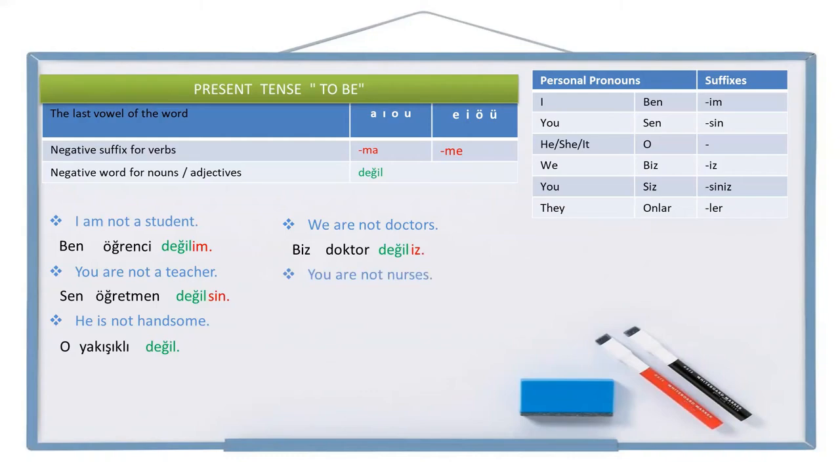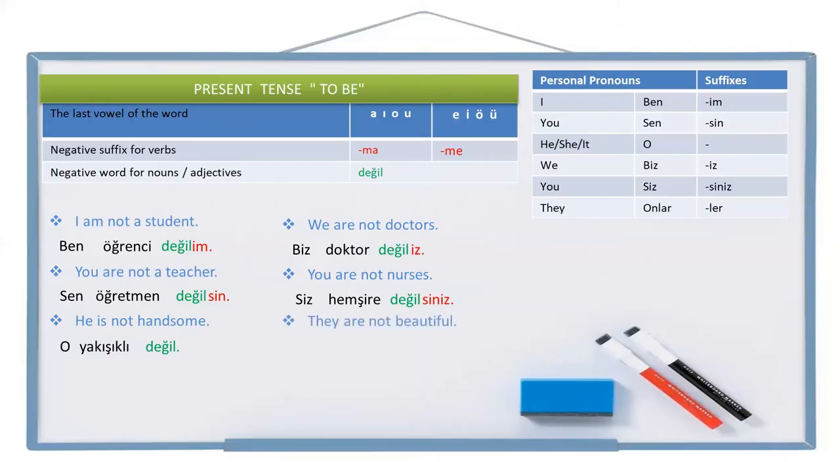You are not nurses. The person pronoun you, plural, siz. Instead of nurses, we are going to write nurse, hemşire. Not nurse, hemşire değil. Person pronoun suffix to the end, değilsiniz. Siz hemşire değilsiniz. You are not nurses. One last example.